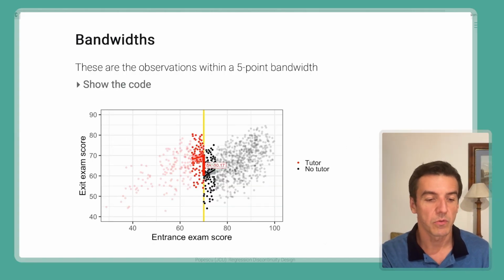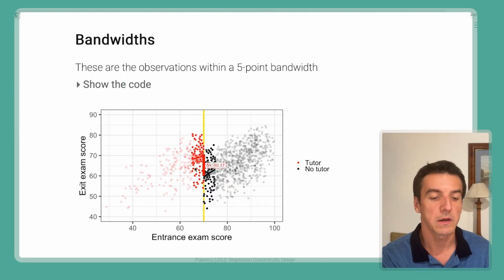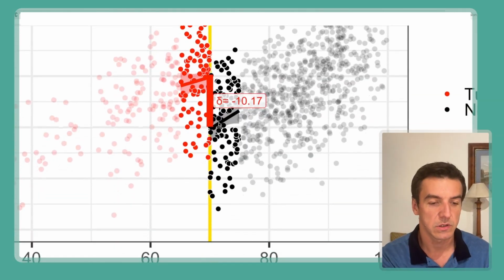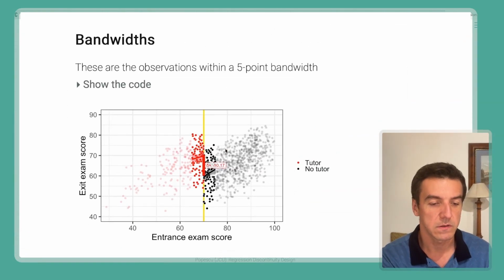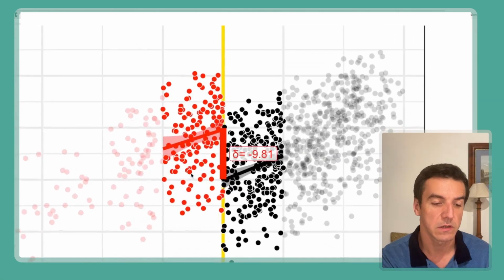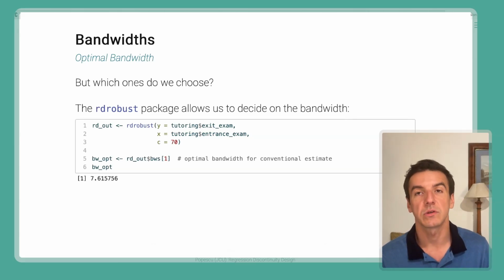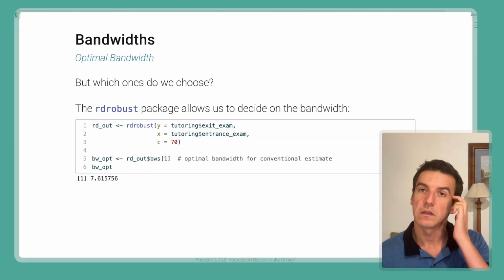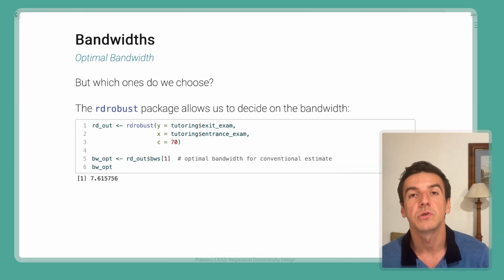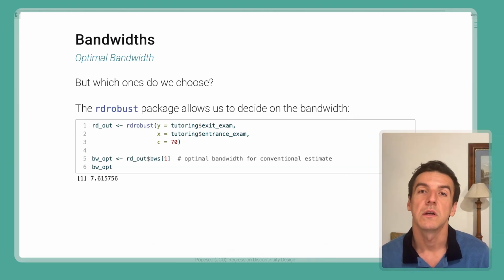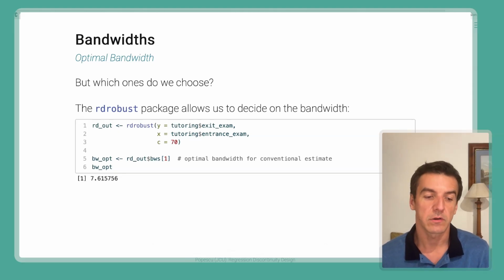So here's, for example, what happens if we focus on the 5-point bandwidth. So I highlighted just the ones that are within a 5-point bandwidth. So notice here minus 10.17. This is what happens if I focus on a 10-point bandwidth. So notice here that our gap shrank, like from minus 10 to minus 9. So this is clearly, hopefully, an indication that bandwidth size really affects the size of the gap. Of course, a legitimate question here would be, what do we choose? So in order to decide what the optimal bandwidth is, we should use again the RD robust package.